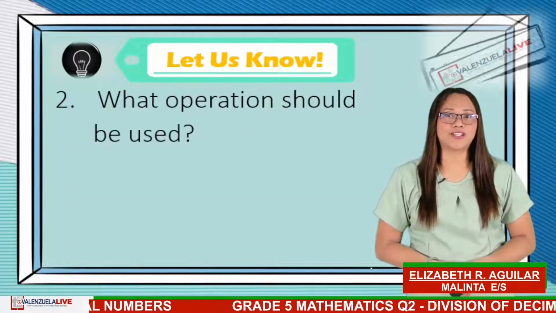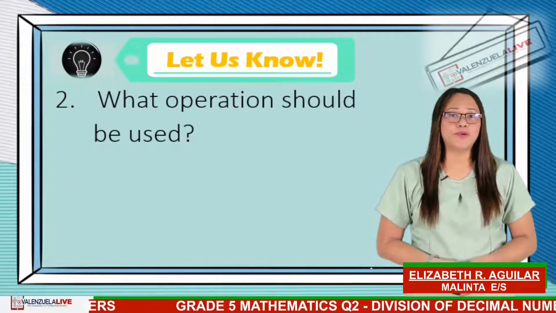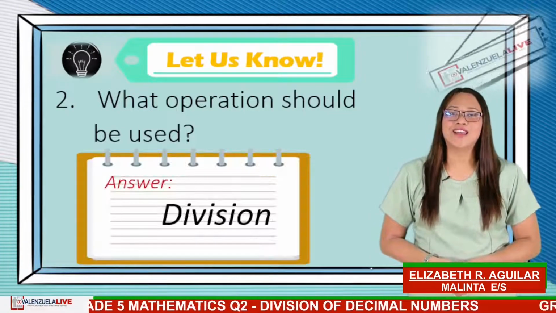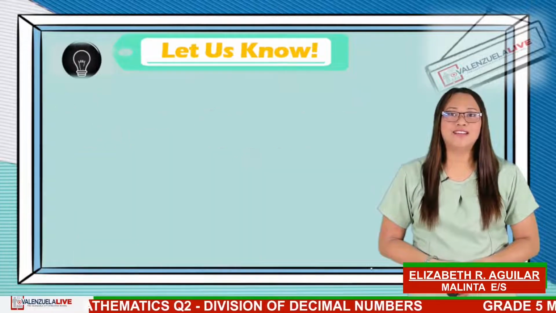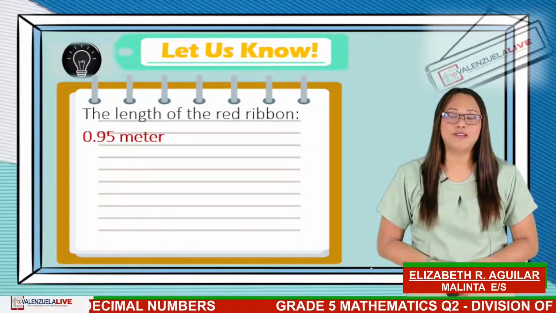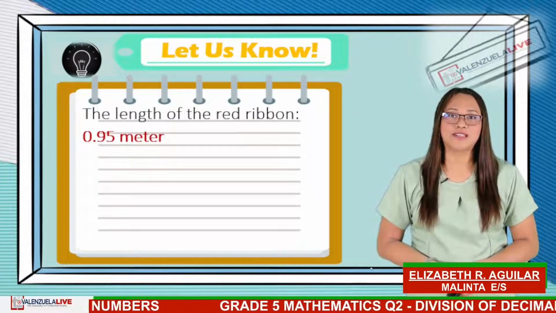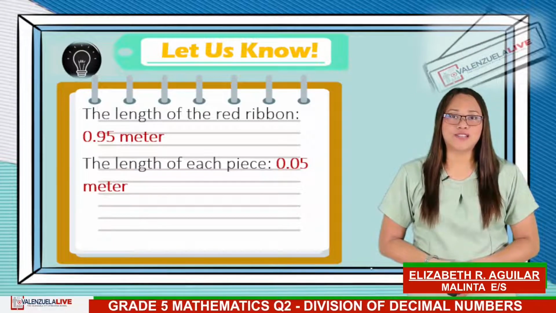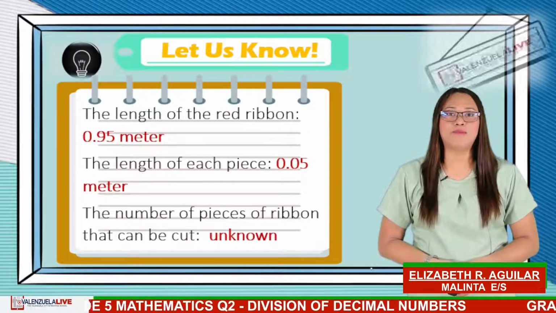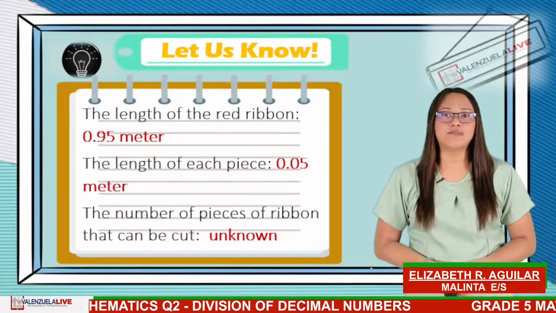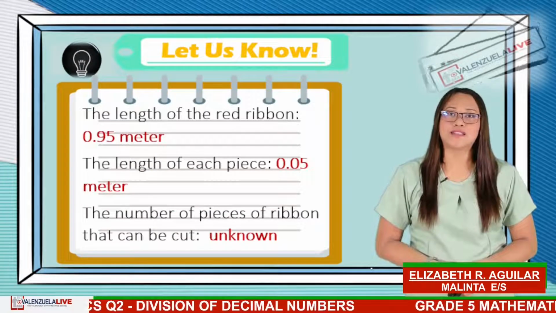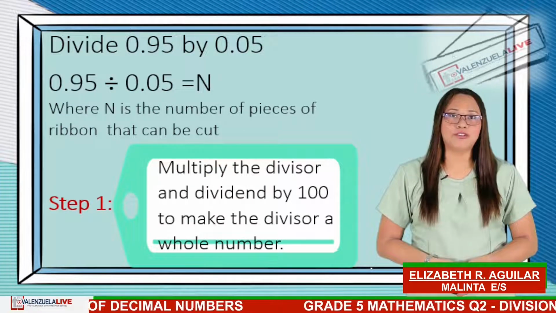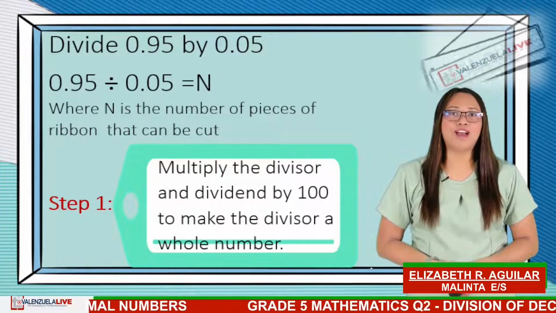For the next question, what operation should be used? Very good, it's division. And we have the length of the ribbon. We have 9,500 meters. The length of each piece is 500 meters. And the number of pieces of ribbon that can be cut is the unknown. So let's solve. So we will divide 9,500 by 500.